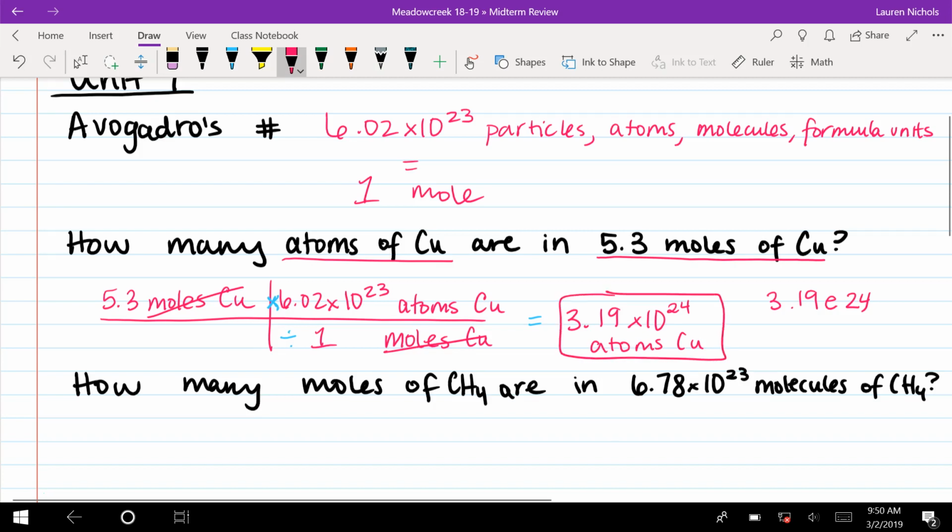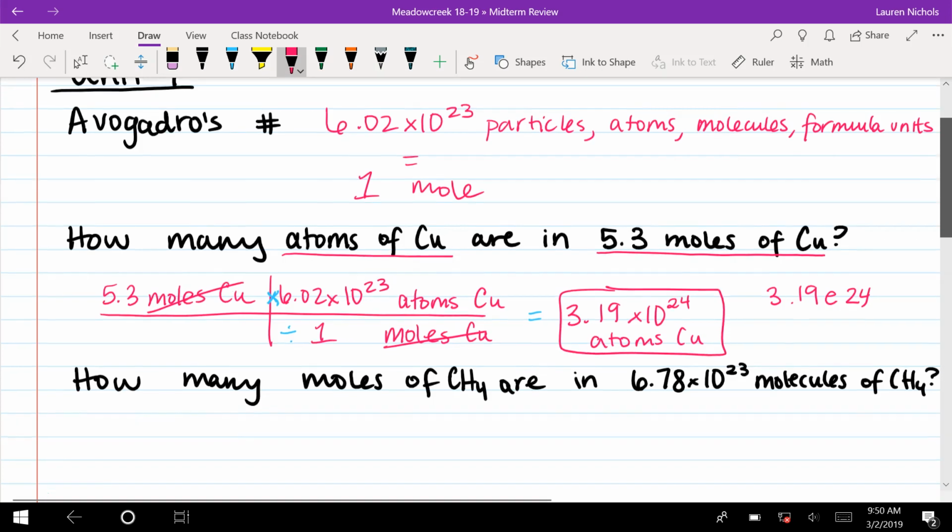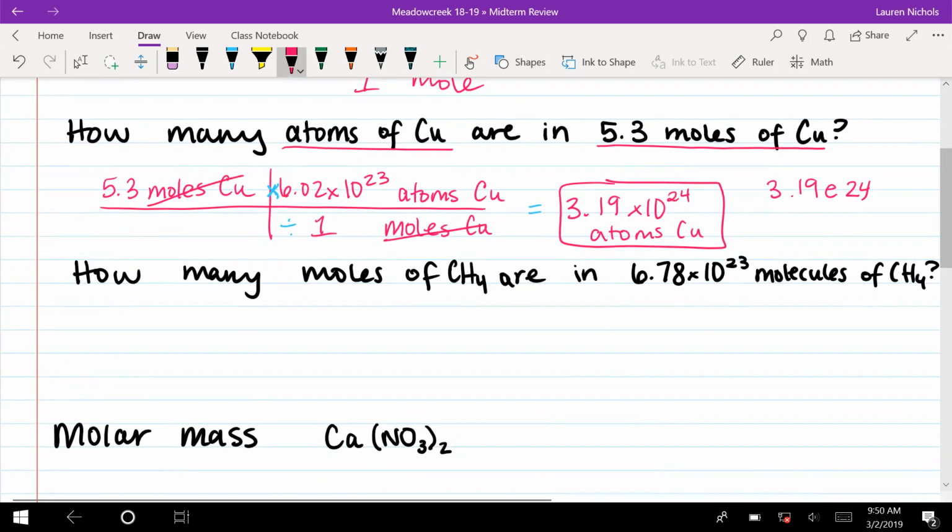Okay, now it could ask you a very similar question, but just opposite, where we're still dealing with moles and Avogadro's number, but in this problem, we are given 6.78 times 10 to the 23 molecules of CH4, and they're asking for moles of CH4. And again, because we're talking about CH4 the entire time, it's a one-step problem.